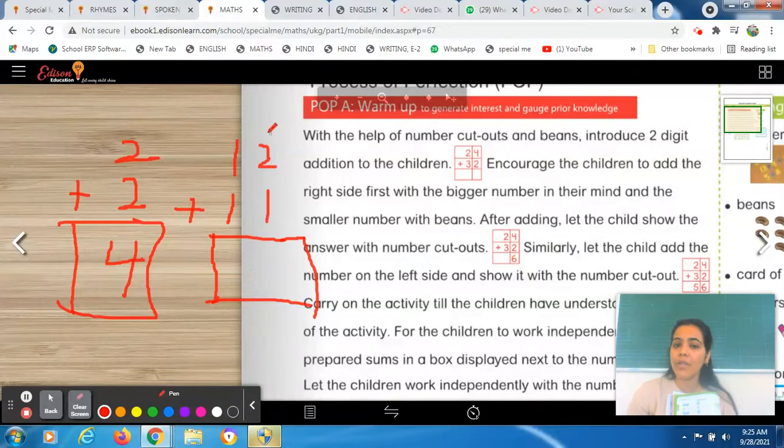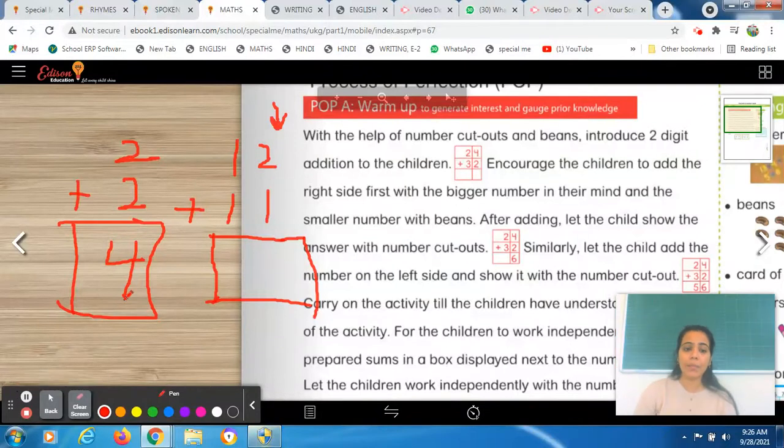So we have to always start from the right hand side. That thing you have to keep in your mind whenever you are doing your two digit addition. So you have to start from this side. Okay, you have to start from your right hand side. Firstly you will solve the right hand side, then you continue with the left hand side. Okay, so now we will start, and the second thing you have to keep in your mind is that you have to see which is the biggest number.